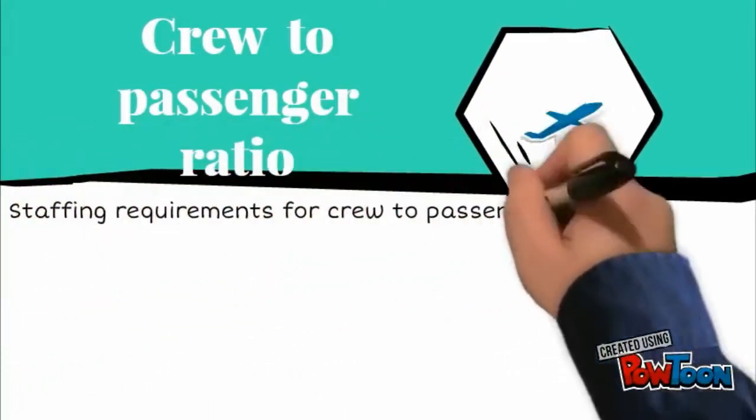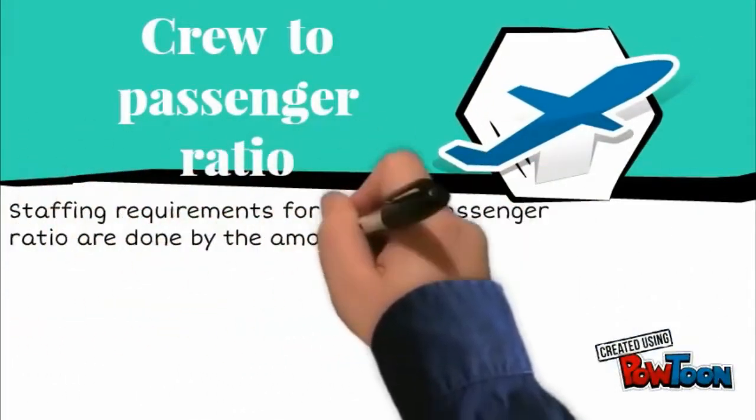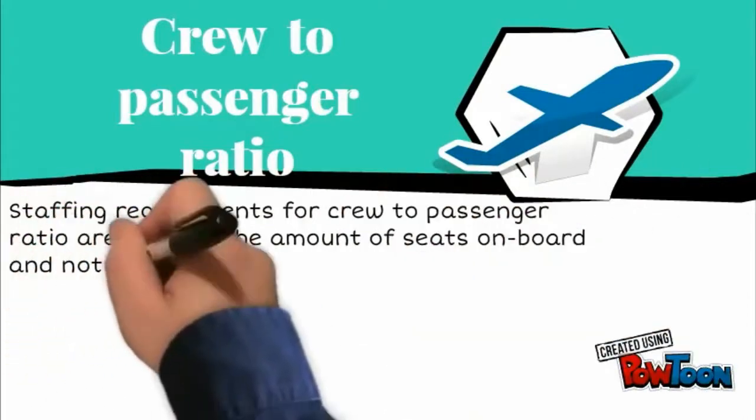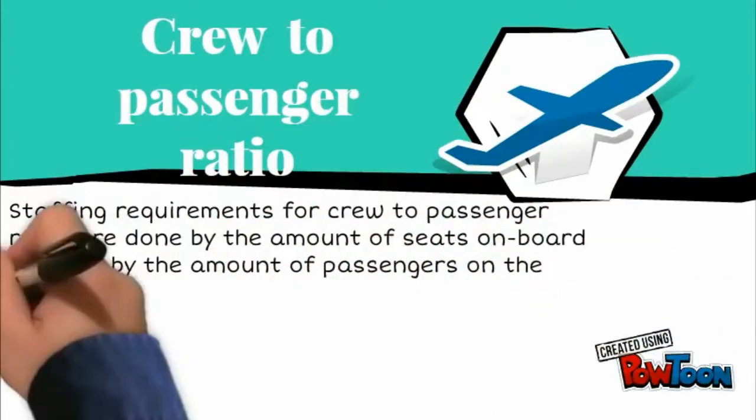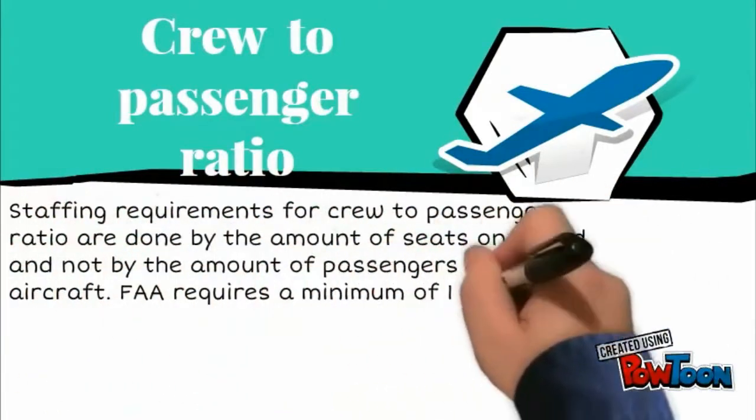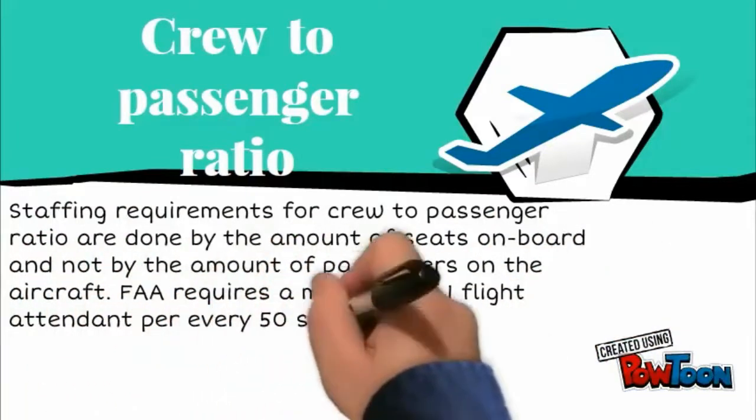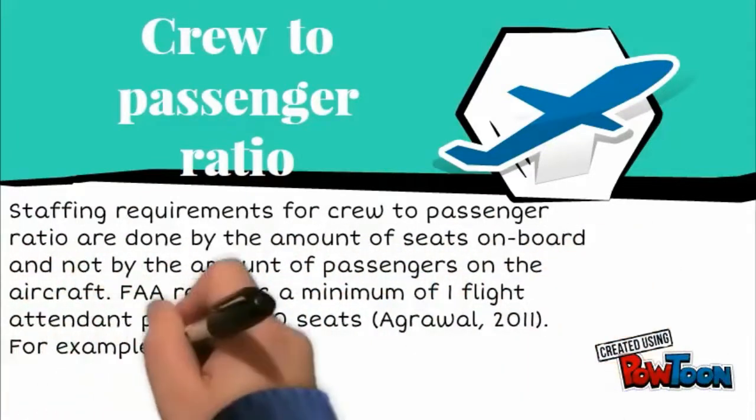Crew to passenger ratio. Staffing requirements for crew to passenger ratio are determined by the number of seats on board and not by the number of passengers on the aircraft. The FAA requires a minimum of one flight attendant per 50 seats.